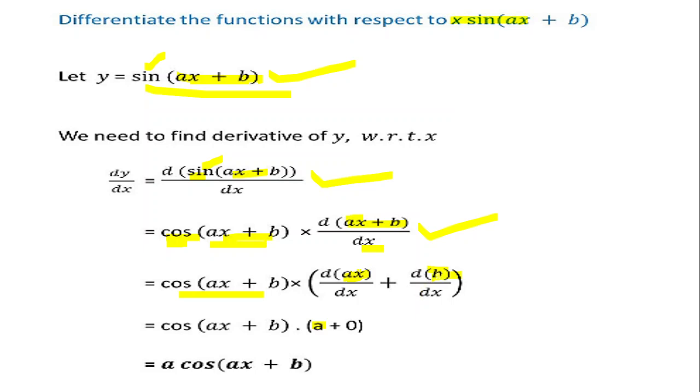Next, what is b they are asking. B, we don't have any variables like x or y, okay, we will take this one as constant. As I told you, constant differentiation is 0, so the final answer will be a plus 0, which is nothing but a, and a into cos of ax plus b, this is our final answer. See, sine differentiation is cos of ax plus b, ax plus b differentiation is a only, because b differentiation is constant, so that means it's 0.